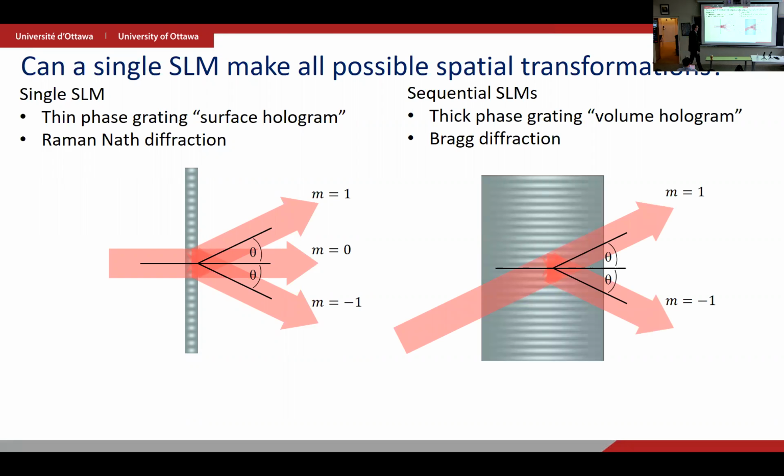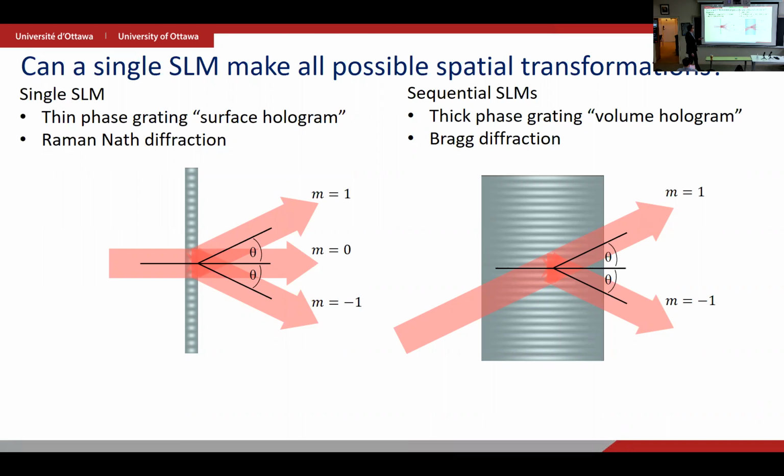On the other hand, if you have a thick grating, then you can get Bragg diffraction. And you notice that in Bragg diffraction, you have a beam coming in, and it only creates two modes coming out. So the mode that goes straight through and the diffracted mode, right? It, in fact, couples these two modes. So here we had three modes, and here we had two.